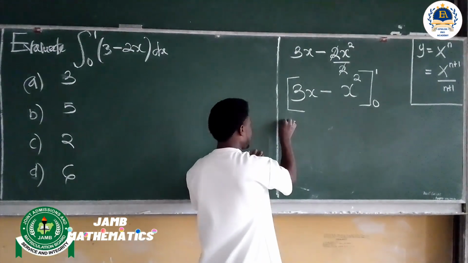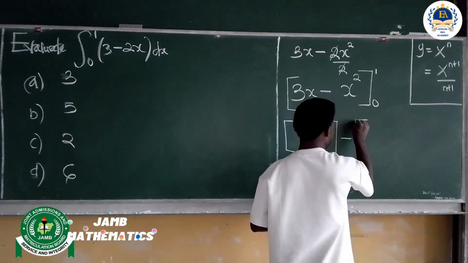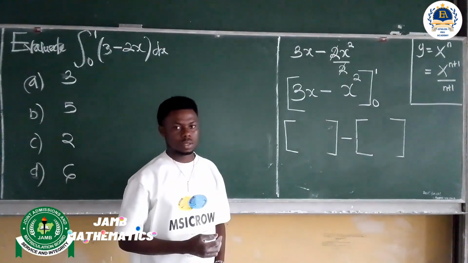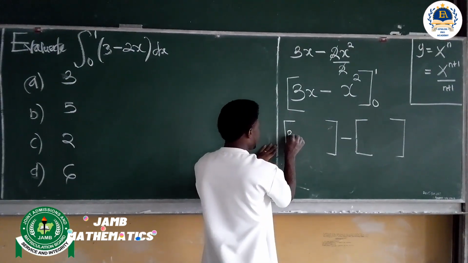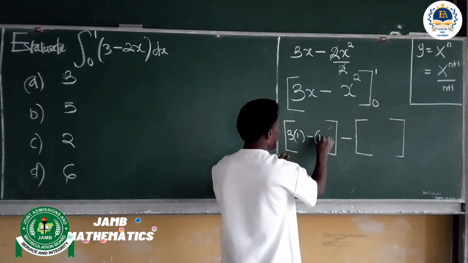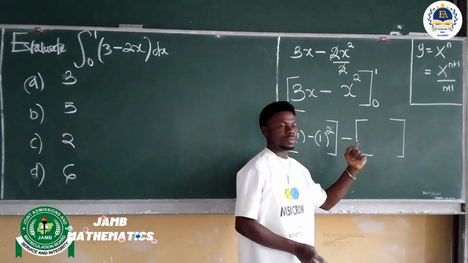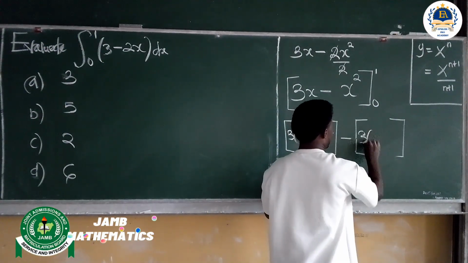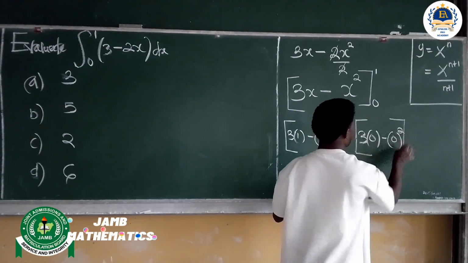So we have the first bracket minus the second bracket. In the first bracket, we are going to substitute 1 in place of x. So in place of x here, we have 3 in bracket 1 minus 1 raised to the power of 2. In the second bracket, we are going to substitute 0 in place of x. So that becomes 3 in bracket 0 minus 0 raised to the power of 2.